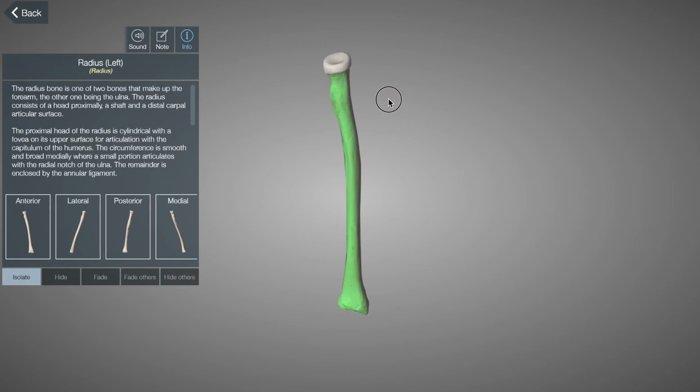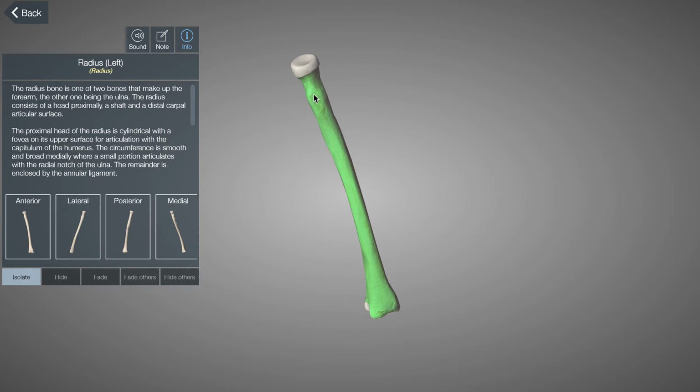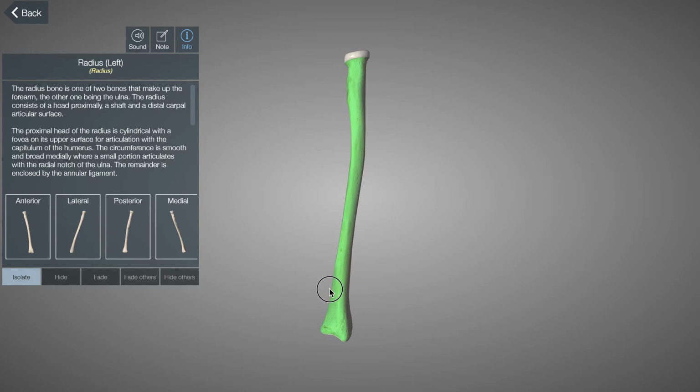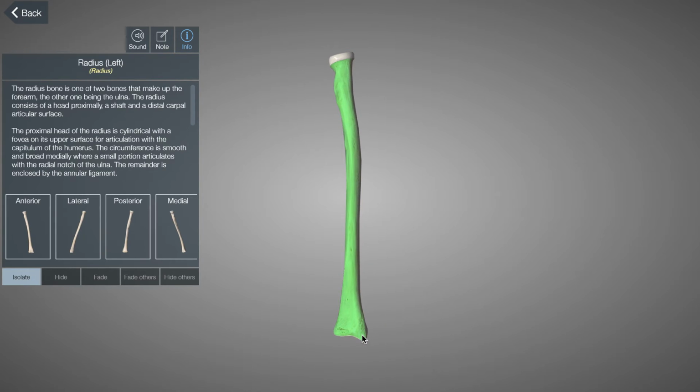You have a bumpy bit right over here that's called the radial tuberosity. And if you have a head of the radius, then you also have the neck. So this portion is going to be the neck, and the radius also, thankfully, has a styloid process, which is going to be right over here.